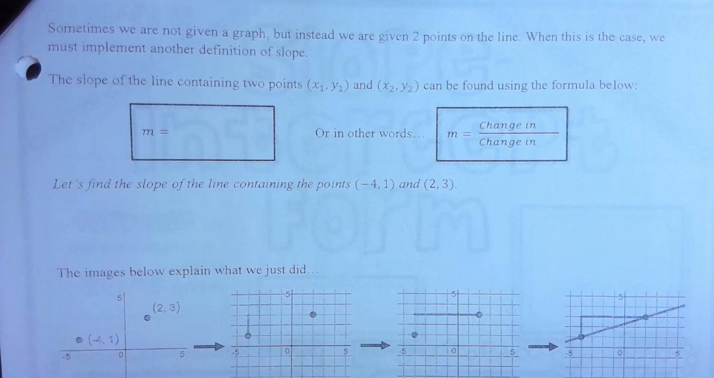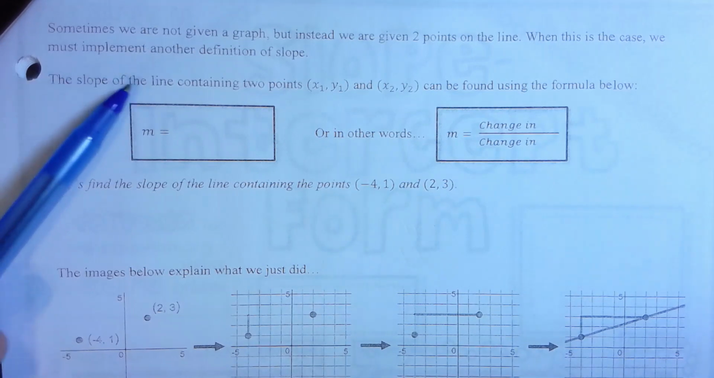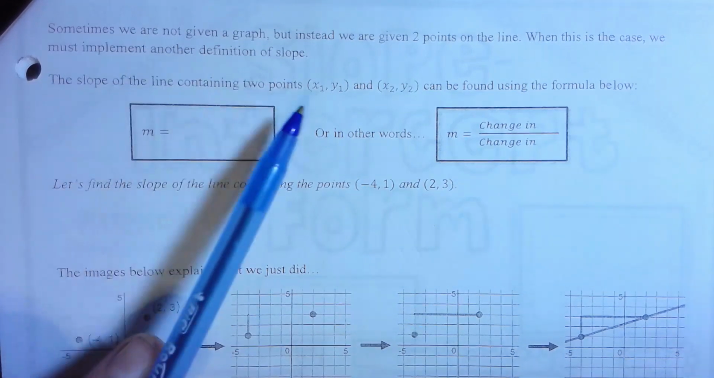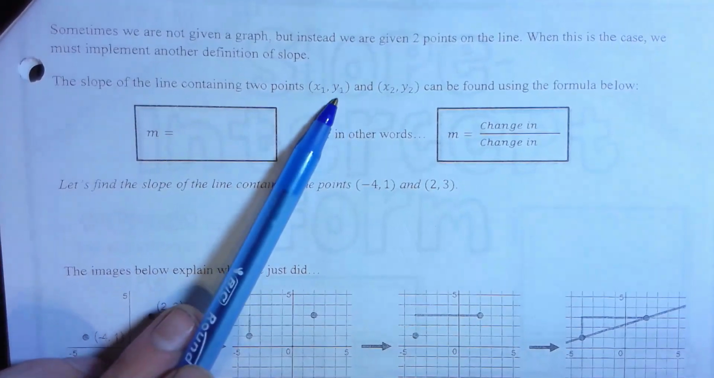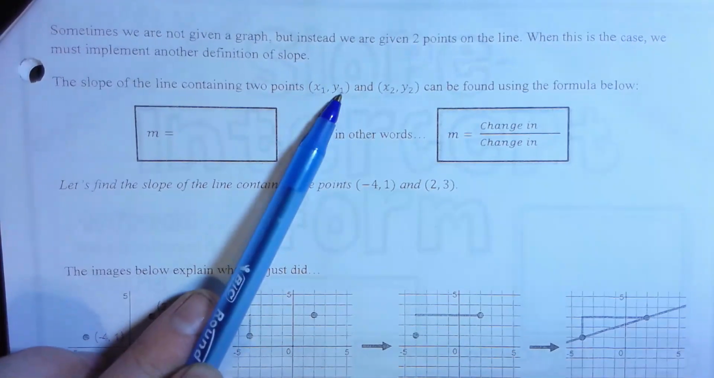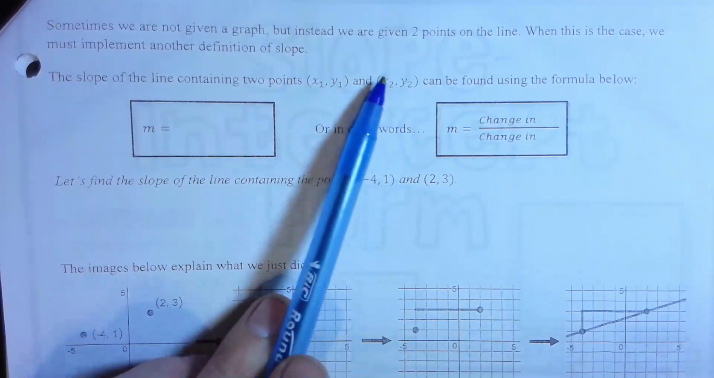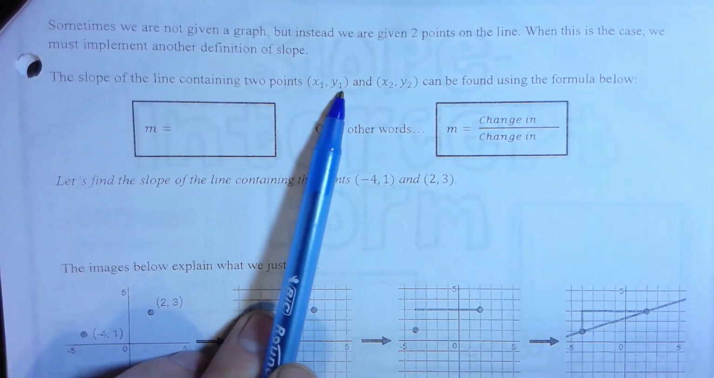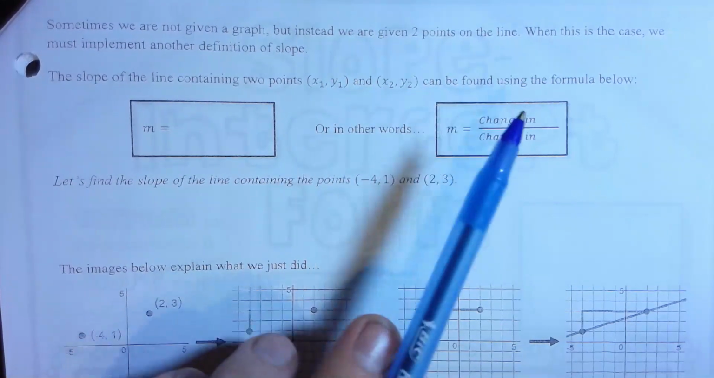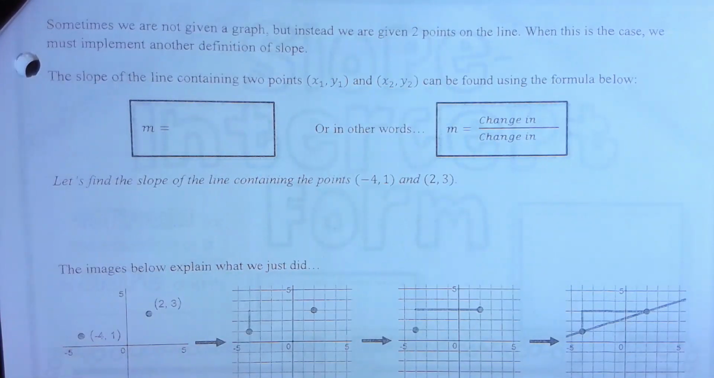So I think it would be helpful to come up with a strategy where we can calculate slope without a graph. So let's try. If I want to find the slope of a line that contains 2 points, let's call it x1, y1, so an x and a y, and x2, y2, another x and a y, and you know every ordered pair is an x and a y, so that's helpful. We can use the following equation. Okay, so here it is.